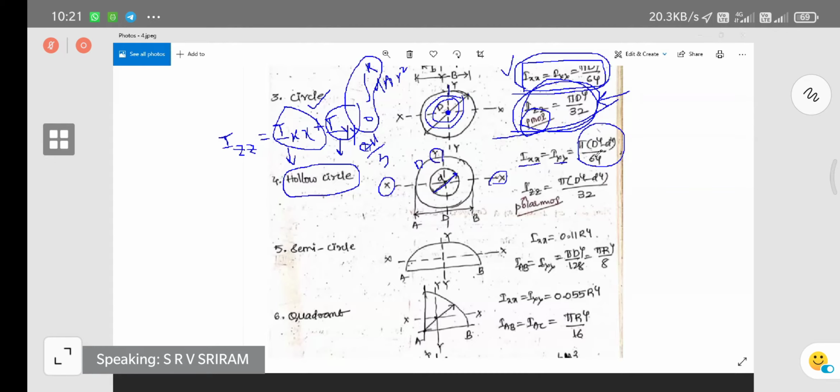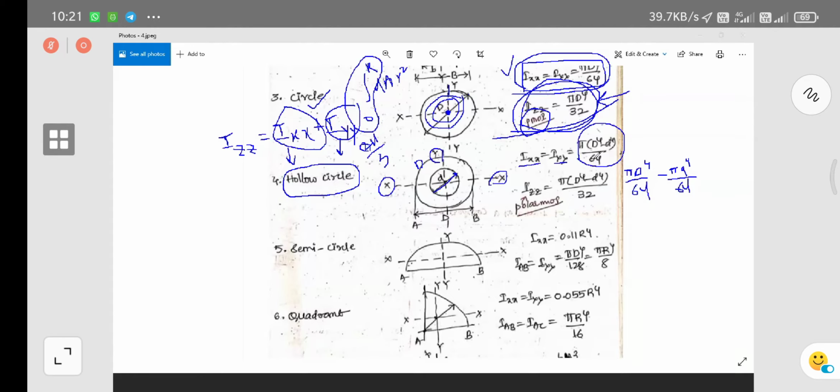How do we get this value? We have pi D power 4 by 64 as the moment of inertia of the larger circle. From this larger circle, you subtract the moment of inertia of the smaller circle. Then you get the moment of inertia for the total section. What is common? Pi by 64 is common, so I have taken it outside the parenthesis.